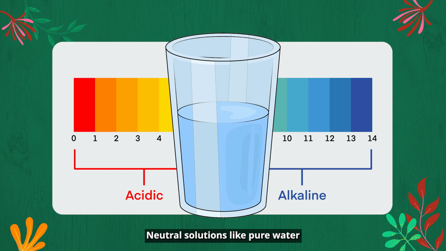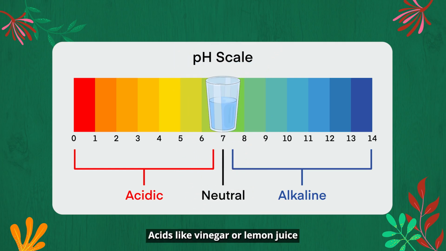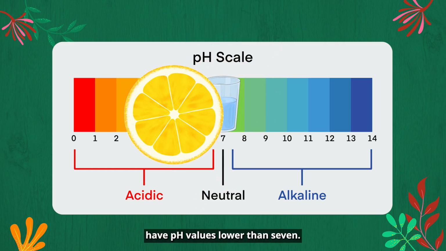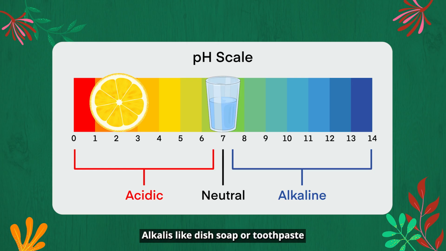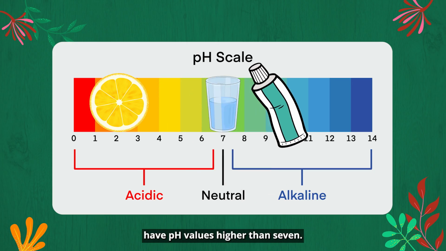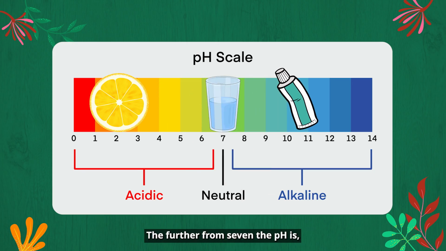Neutral solutions, like pure water, have a pH of 7. Acids, like vinegar or lemon juice, have pH values lower than 7. Alkalis, like dish soap or toothpaste, have pH values higher than 7. The further from 7 the pH is, the stronger the substance is.